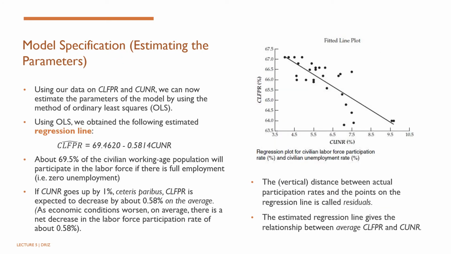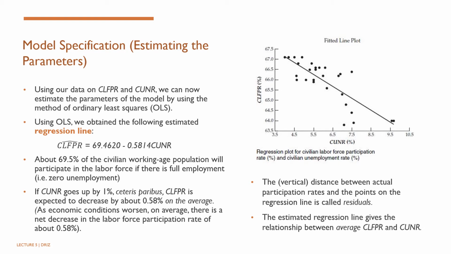Given our data on the civilian labor force participation rate and the civilian unemployment rate, we can now estimate the parameters of the empirical model by using the method of ordinary least squares. Using OLS, we obtained the following regression results. CLFPR hat equals 69.4620 minus 0.5814 CUNR. Note that we have CLFPR hat to remind us that this is an estimate of our earlier empirical model. We can see that the estimated value of B1 is approximately 69.5 and B2 is approximately minus 0.58. So how do we interpret them?